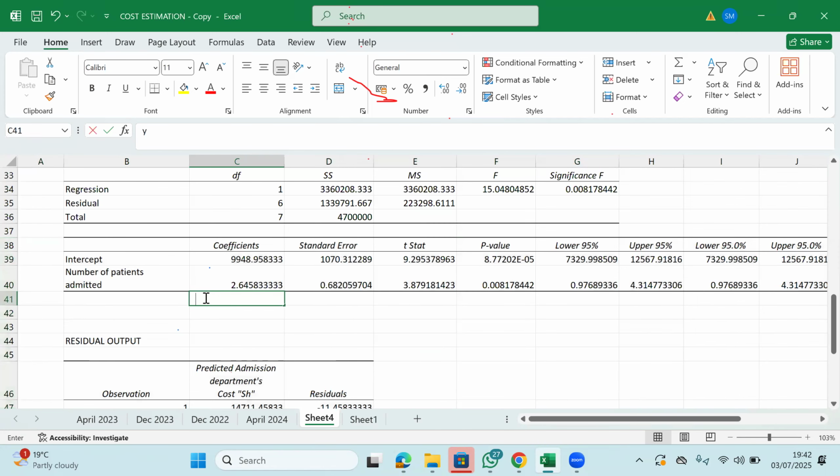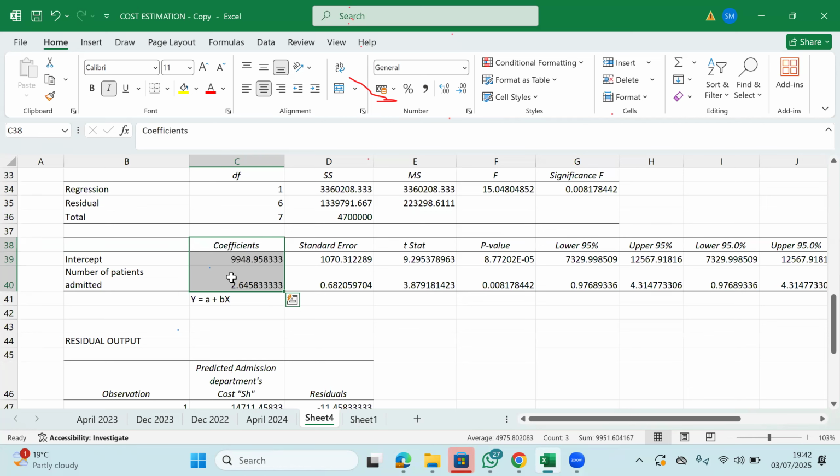So of course, how would we get our results? Y is equal to a plus bx. If we are saying y is equal to a plus bx, then we need to define two items, variable cost and fixed cost. If you look at this coefficients column, we have the two. We have the intercept and the number of patients admitted. I hope up to this point we know what intercept is.